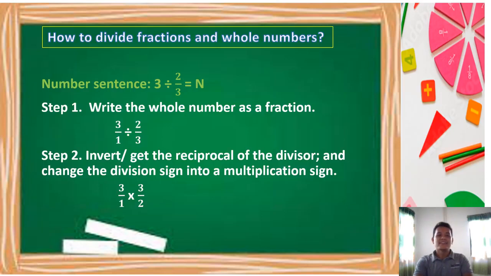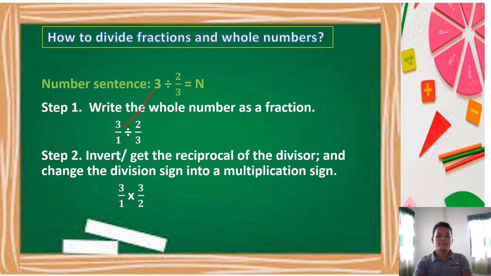Okay, let us be guided by the following steps. Step 1, write the whole number as a fraction. So our 3 here, which is the whole number, we will express into a fraction. By doing so, we need to use 1 as the denominator. So 3 becomes 3/1. So we have here 3/1 divided by 2/3.